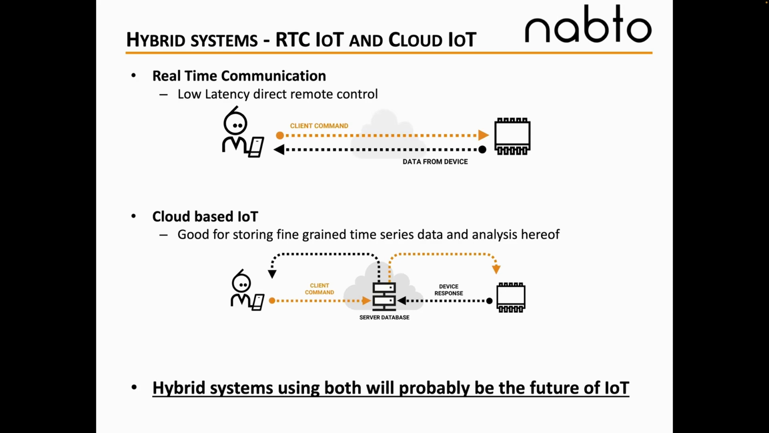Real-time communication is not going to replace cloud IoT. We're going to have both cloud IoT and real-time communication IoT, because they're solving two different problems. Cloud IoT is more for storing fine-grained time series data and doing analysis of it, not only on the device itself, but also on the population of devices. So let's say you have 10,000 devices out there, and you want to know if some of the devices' behavior is wrong or diverging. Then you need to collect all the data in one spot and analyze it.